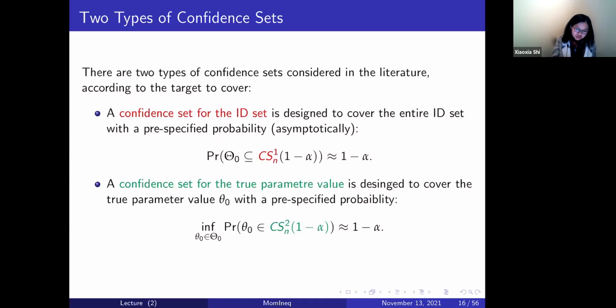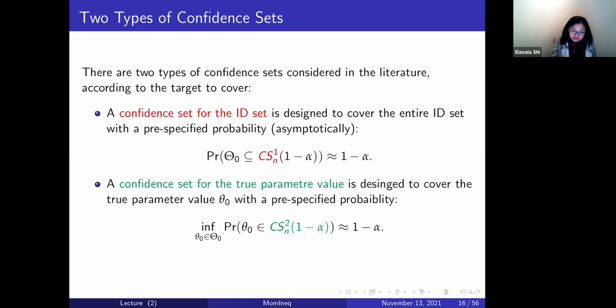There are two types of confidence set considered in the literature according to the target that they cover. One is the confidence set for the identified set. That's a confidence set that will cover the whole identified set with a pre-specified probability. The other is a confidence set for the true parameter value, or the confidence set for each value in the identified set. This confidence set does not aim to cover the whole set, but it covers every point in the identified set with at least this pre-specified probability.